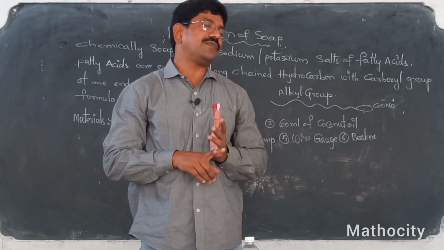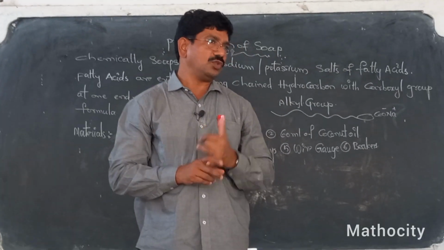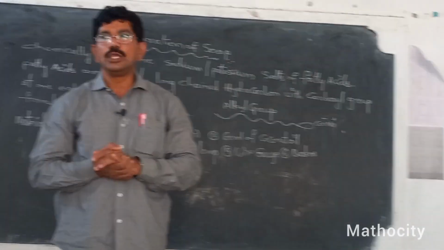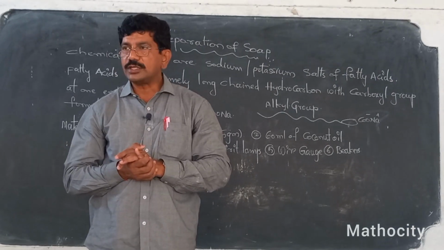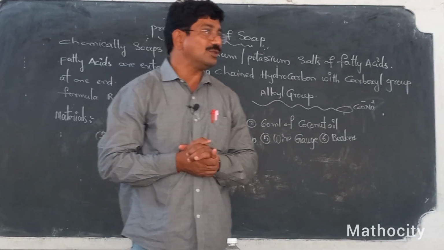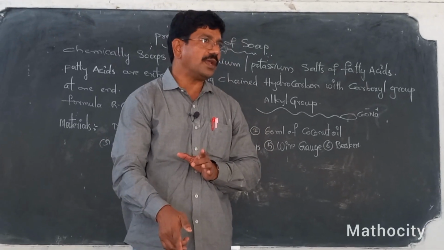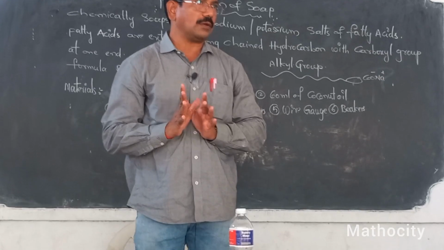In place of sodium hydroxide, if you neutralize with potassium hydroxide, you will get the potassium salt of fatty acid. That potassium salt of fatty acid is not used for bathing. It is used only for cleaning clothes. Are you clear about that?